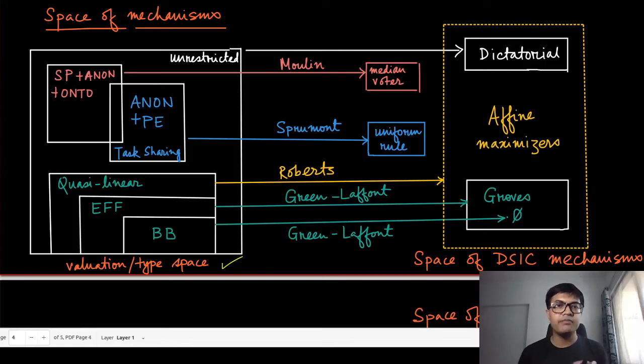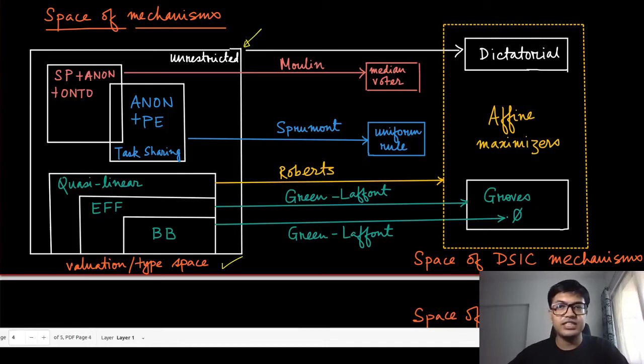Its domain can be unrestricted, can be restricted, and so on. And then, on the right hand side, we look at the type of DSIC mechanisms which we have characterized through several results. So the first is the largest class, the unrestricted domain.